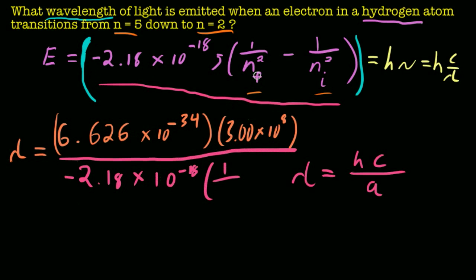So we know n final is 2, so what's 2 squared? Well, that's going to be 1 over 4, right? And then 1 over n initial squared. N initial is 5. So n initial squared, what's 5 squared, is going to be 1 over 25. So that's pretty much it.